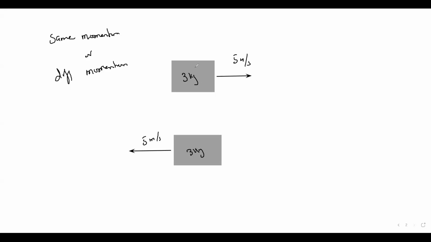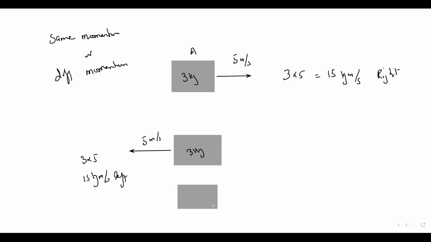When we calculate the momentum of A, 3 multiplied by 5 equals 15. Yeah, that's good, Abdullah. 15 kilogram meter per second, but that is towards the right-hand side. The other 3 kilogram object is moving towards the left, so its momentum is 3 multiplied by 5, which is 15 kilogram meter per second, but towards the left. So they don't have the same momentum. They have different momentum.